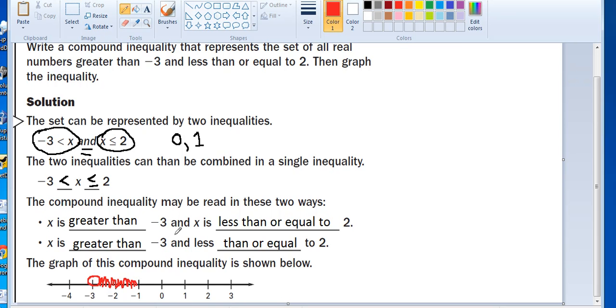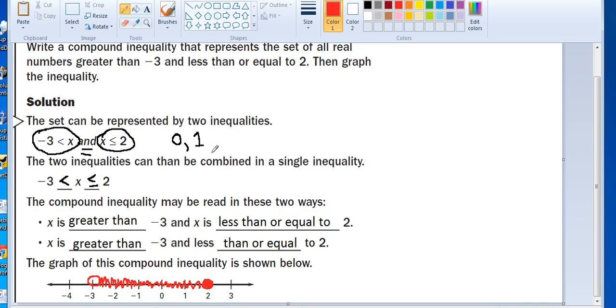Now we'll stop right there because there's another part to this. x not only has to be greater than -3, but it also has to be less than or equal to 2. So what we're going to do is put a circle on the 2, but we're going to fill this in. So we're filling in that 2, saying that x can be 2. Since it's less than or equal to 2, we're going this way.